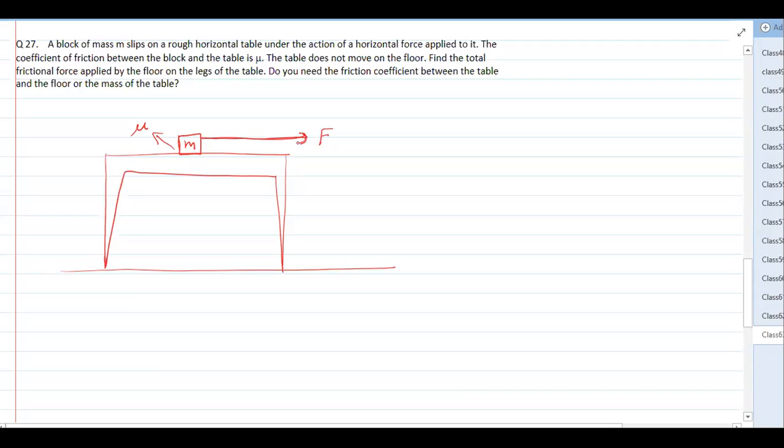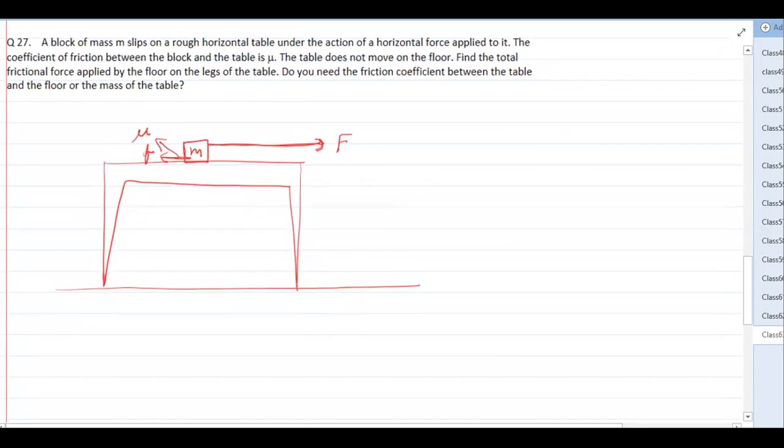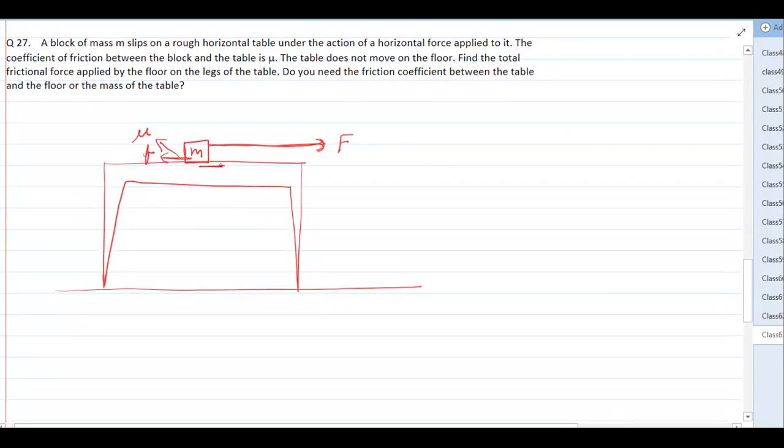If you pull this upper object, then there will be friction acting in the backward direction on the upper object. And since there is a friction acting on this small mass m, there will be a pair of friction. The other friction will act on the table itself. The upper block is getting dragged in the backward direction, the friction is applied in the leftward direction, and the table is being pulled in the rightward direction. But the table will not move because it is very heavy and there is sufficient friction from these two legs from the ground.